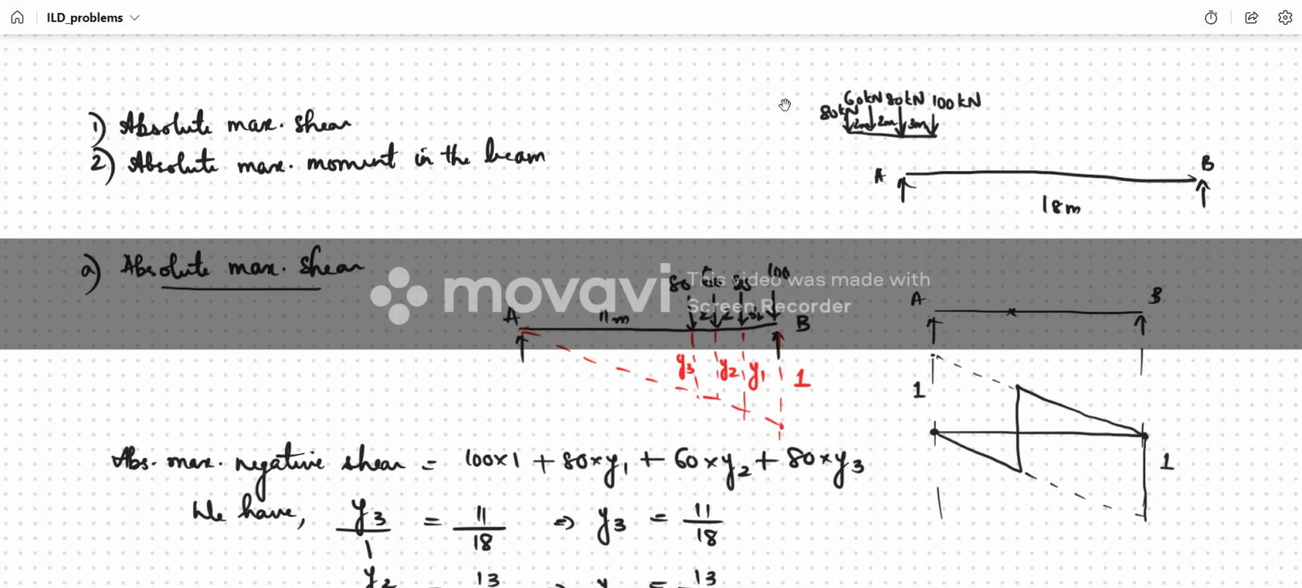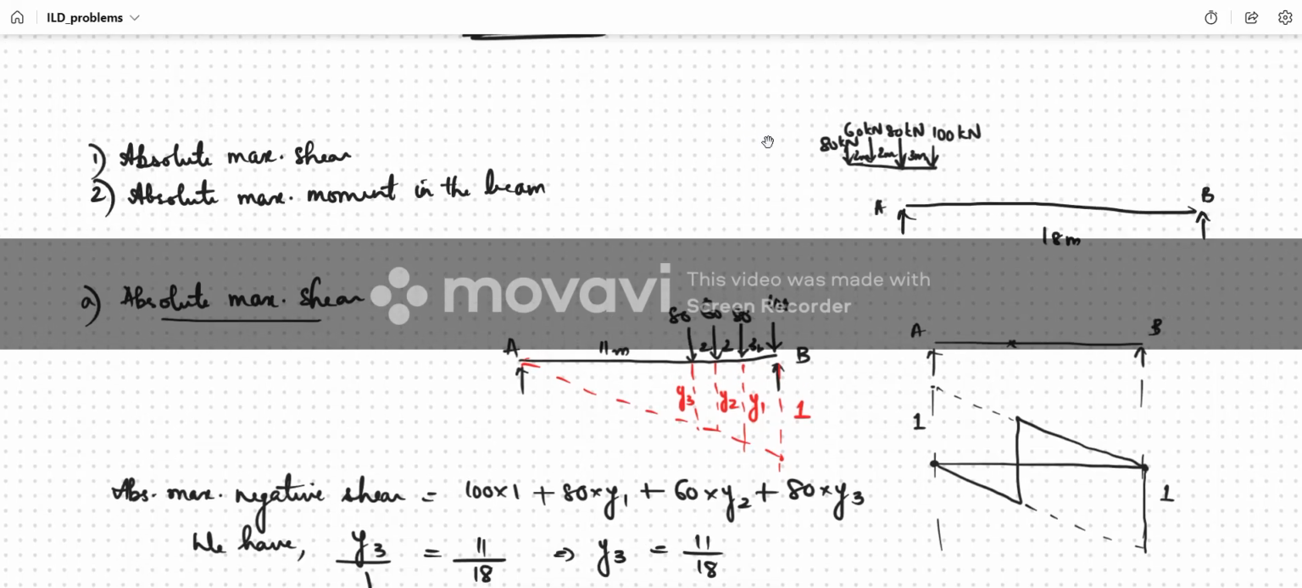Okay, in this video, we will be discussing a problem: a simply supported beam having an 18-meter span, and you have a set of 4 loads with a 100 kilonewton load leading. After 3 meters behind, you have an 80 kilonewton load, then 2 meters behind, you have a 60 kilonewton load, and 2 meters behind, you have an 80 kilonewton load.